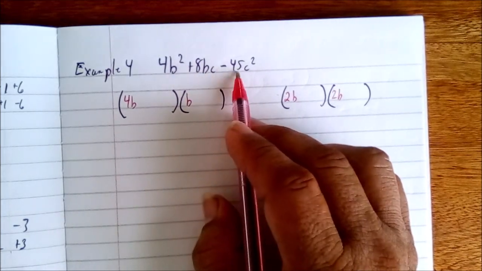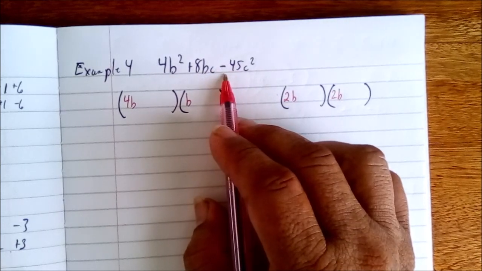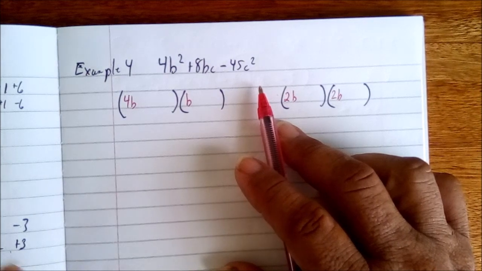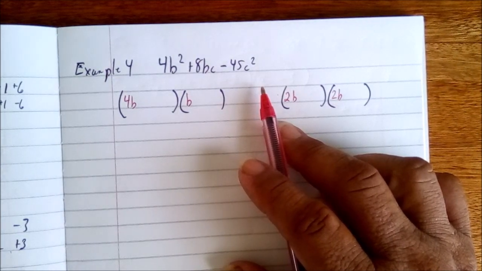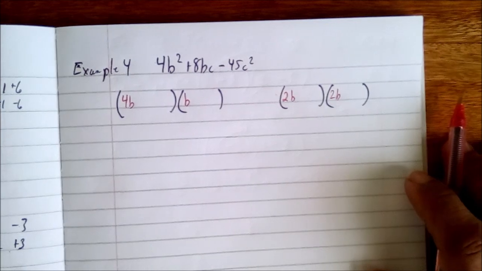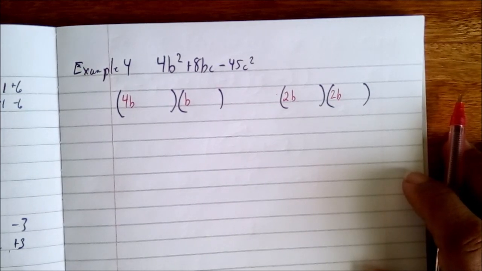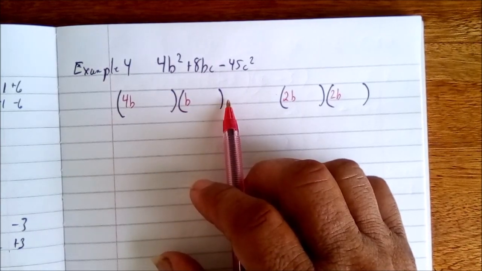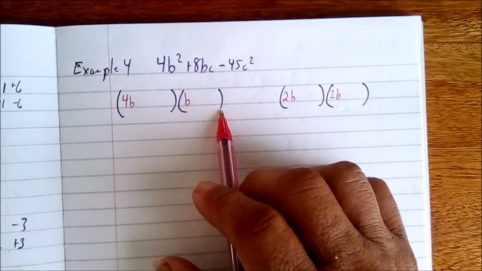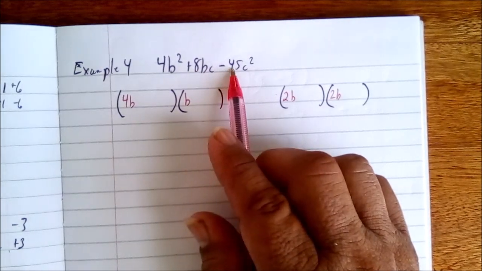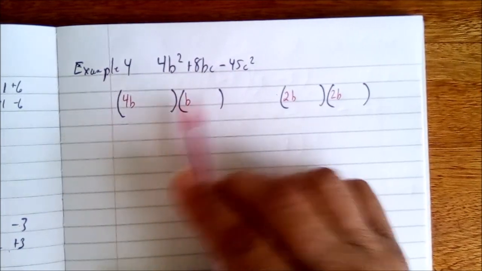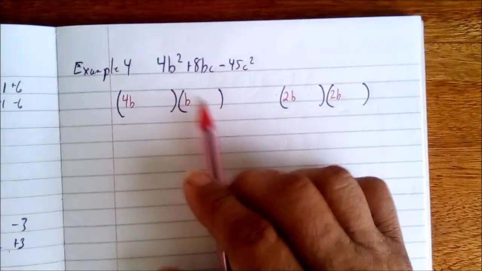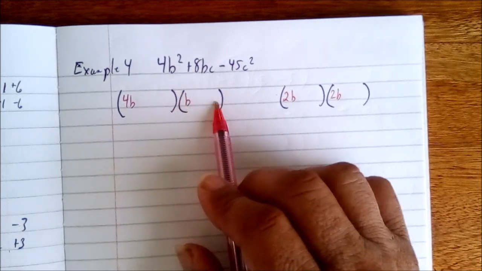Since 45 has many factors, and we already know we're looking at 1, 3, 5, 9, 15 and 45, there are many possible combinations for the last terms of the binomial factors. The signs of the factors must be different, because we need a negative 45. There's no way we can multiply two negatives or two positives and get a negative, so one of them has to be positive and one has to be negative.